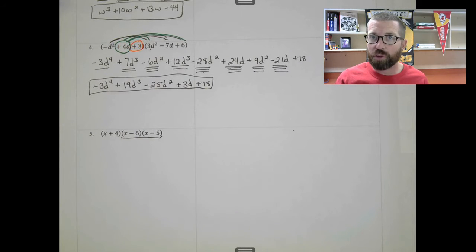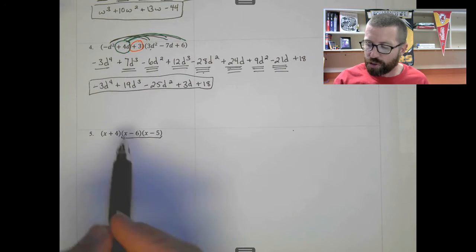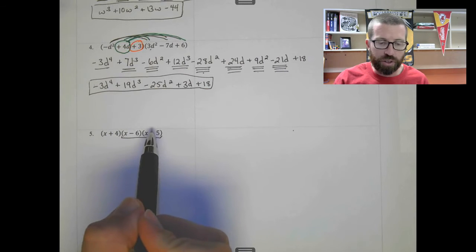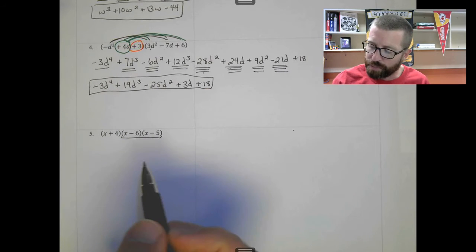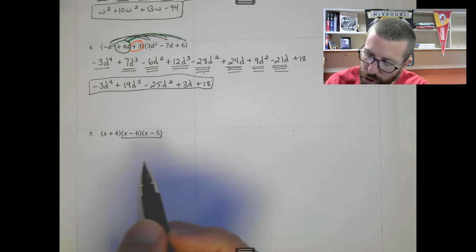Order does not matter with multiplication. You can move these around. You could do the first two and then the last one. You can even do the outside and then the inside. That'd be kind of funky though. But I'm going to FOIL the second and third parentheses. So I'm just going to put this x plus 4 as x plus 4.